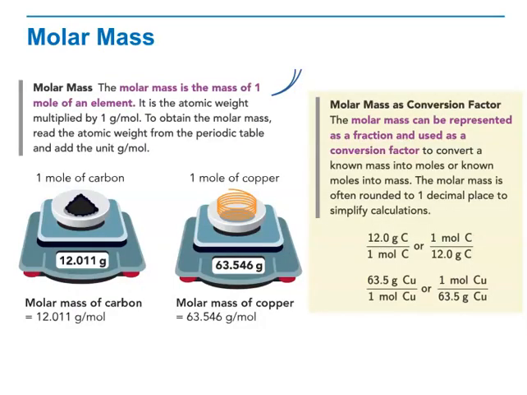So, our molar mass is the mass of 1 mole of an element. It is the atomic weight multiplied by 1 gram per mole. That's why we're able to pull it right off the periodic table. And like I said, they change on different elements. We can use these molar masses as our conversion factors. If we think back to 1 dozen apples is equal to 12 apples, it's the same idea. Our molar mass can be represented as a fraction and used as a conversion factor to convert a known mass into moles or known moles into mass. I do to the 100th. If you do it to 1 decimal place, that's okay.